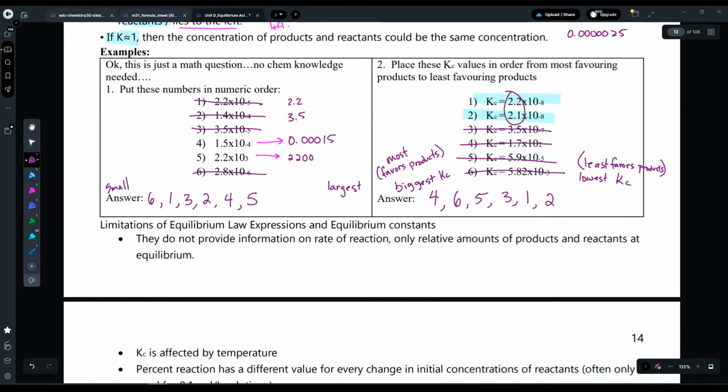All right, so there are some limitations of equilibrium law expressions as well as equilibrium constants. So they don't provide the information on the rates of reactions. They only tell you the relative amount of products and reactants at equilibrium. Okay, so they're only telling you like if your products have a higher concentration compared to your reactants, or if your reactants have a higher concentration compared to the concentration of your products.